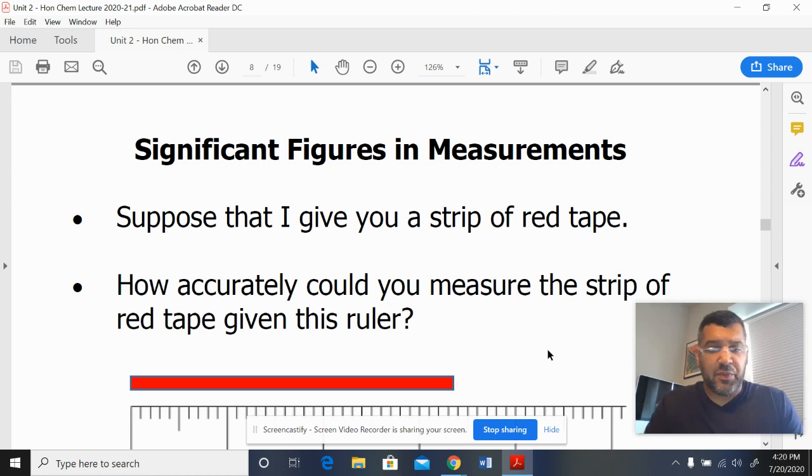So when we talk about these measurements and how exact we make them, what are the numbers that we write? What are the important numbers? What are not the important numbers? So let me give you an example of how it works out.